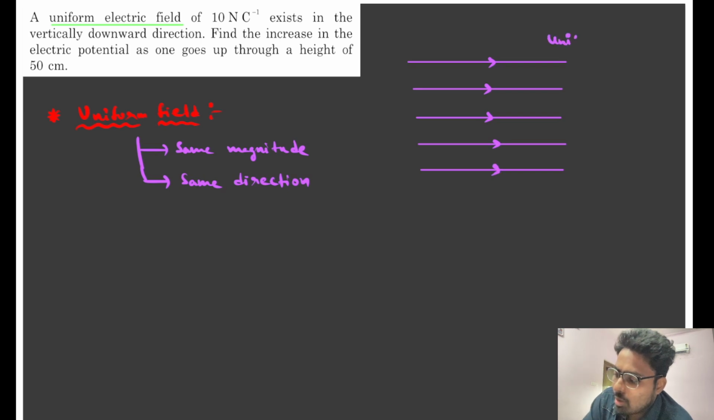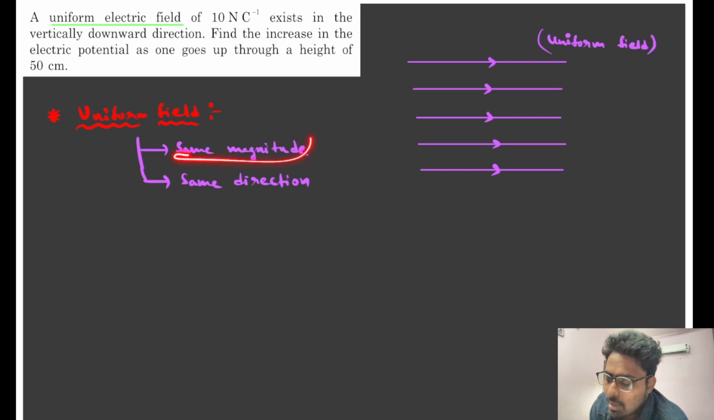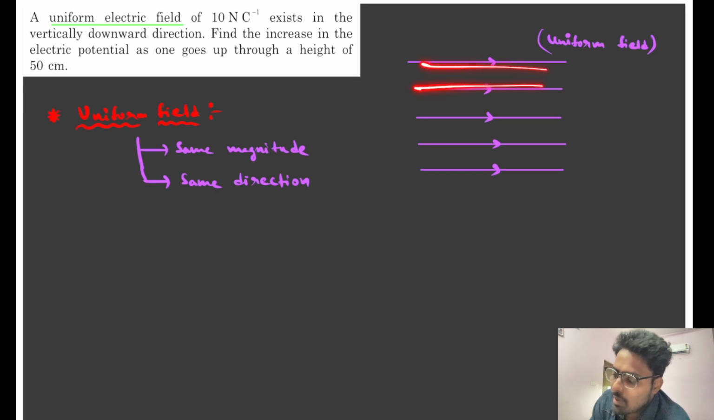So this is what? Uniform field. So this is a uniform field, I'll say. Later we'll see this will be the same definition for a uniform magnetic field as well. So what is the meaning of uniform? Same magnitude and same direction. Sir, how are you telling same direction? Each and every vector is pointing towards the right, so the direction is fixed.